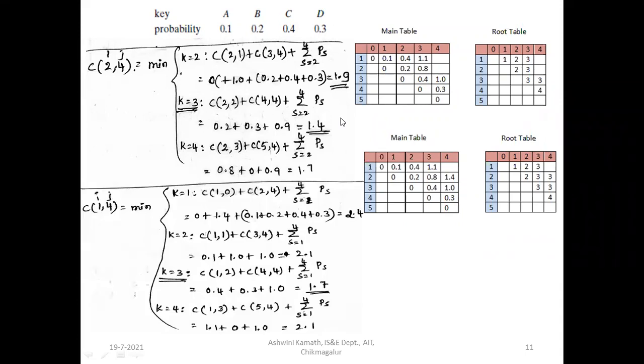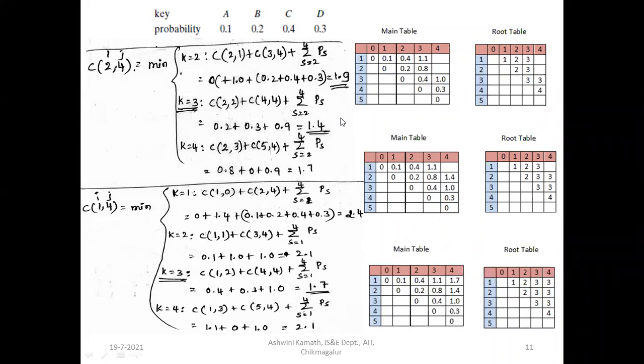Similarly, calculate the final value. For the final value, you can notice the I value is 1 and the J value is 4. For all the values of K, you have to find out. K is equal to 1, 2, 3 and 4. Apply the formula. You will get 2.4, 2.1, 1.7 and 2.1 respectively. Among these four, the minimum value is 1.7. So update the table. So (1,4) is equal to 1.7 and (1,4) in the root table is equal to 3.